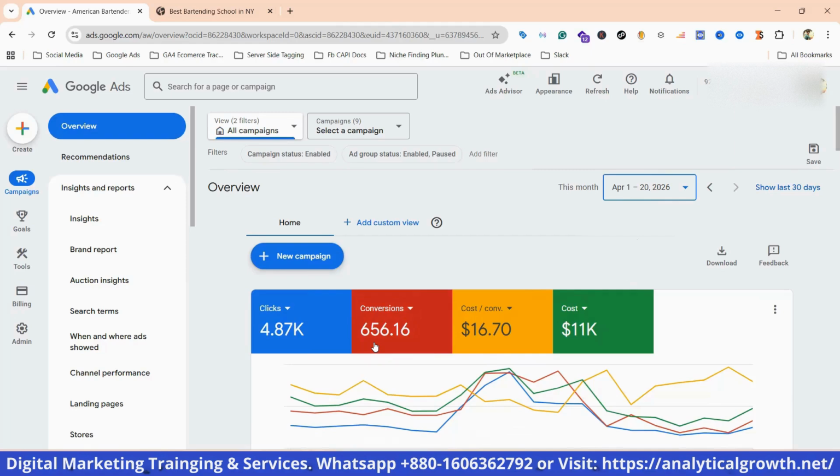Okay. So that is how we have made this campaign or this account successful by implementing all the advanced strategies. Okay, so that's it for this video. Hopefully I was able to show you what I tried to show you.